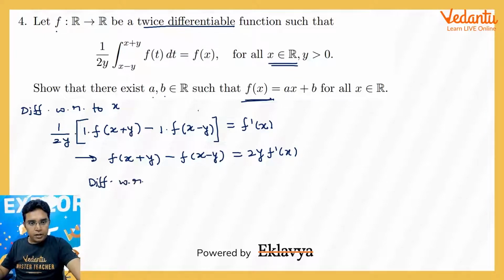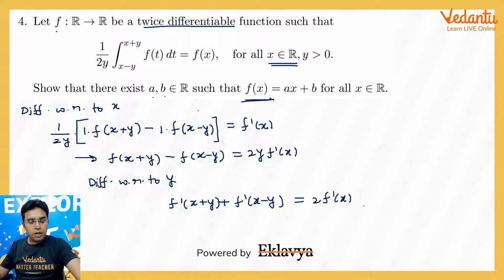Differentiating with respect to y, now what we will be getting is f dash x plus y plus f dash x minus y, and on the right hand side it will be 2 f dash x. Okay, so one interesting thing we are getting here is that this f dash x, that is the derivative at any x, is always the mean of the derivative of the function at x plus y and x minus y. The same thing could have been seen from this relation also.